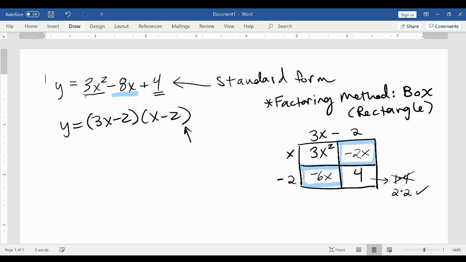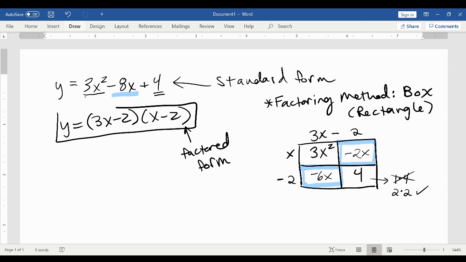So this right here would be factored form. And factored form is important because it quickly allows us to see what the x-intercepts are if we set both of the factors equal to 0 and solve. And we'll be practicing that next class.